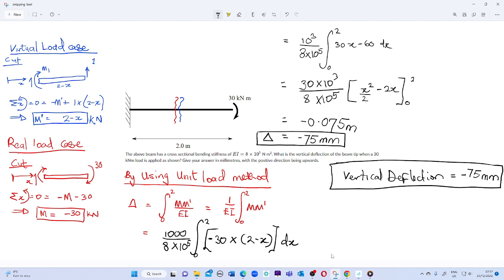We shall be discussing how to calculate the vertical deflection on a cantilever beam. Once again, how to calculate the vertical deflection on the cantilever beam subjected to a moment of 30 kilonewton per meter with the length of the cantilever beam of 2.0 meter. Let the stiffness EI equal 8 times 10 to the power 5 Newton per meter square.